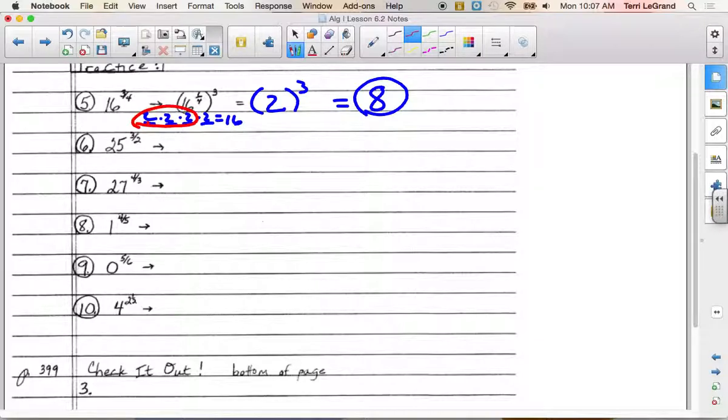Okay, 25 to the 3/2 power. What's the first way we're going to write that? 25 to the 1/2 power, in parentheses, raised to the 3rd power. And this is the kind of work you absolutely have to show. You have to show me breaking it apart like this. Otherwise, again, I just have to believe that your calculator got to do it all for you.